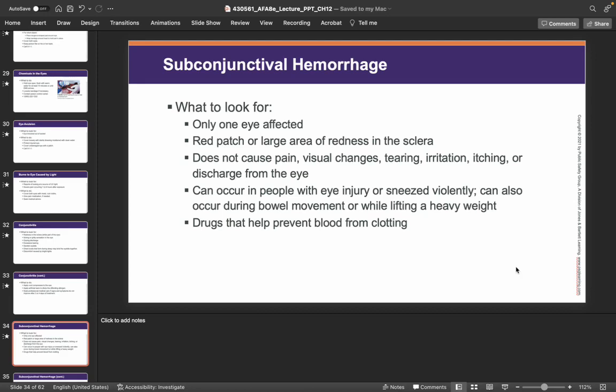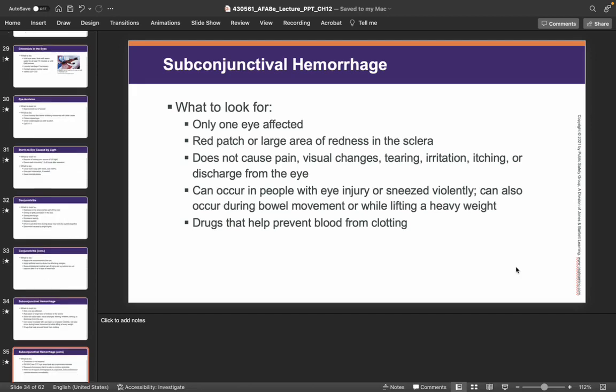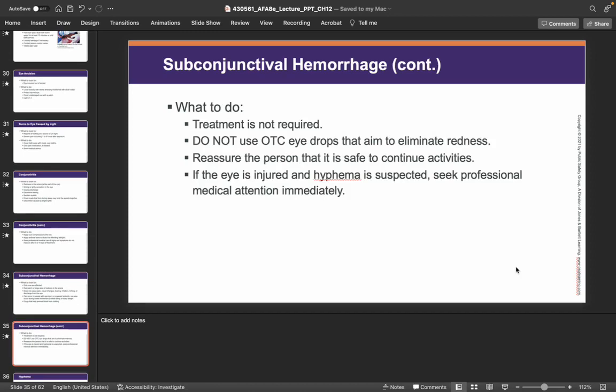Okay, it can happen in people with an eye injury or if they've sneezed super violently. Can also happen during a bowel movement or with heavy weightlifting. Or if somebody is taking a blood thinner, it can cause this. The biggest thing is it's not serious. Okay, you don't have to treat it. Don't use eye drops that are used to remove redness. It's not going to help. Okay, it is safe to do normal things, but it's really not debilitating or life-threatening or vision-threatening, should I say.